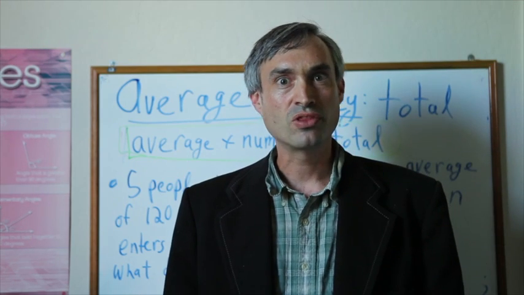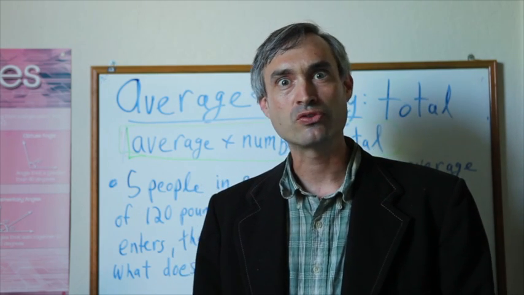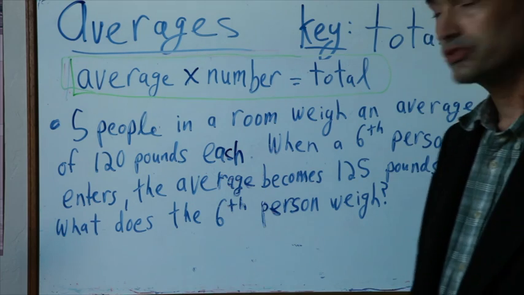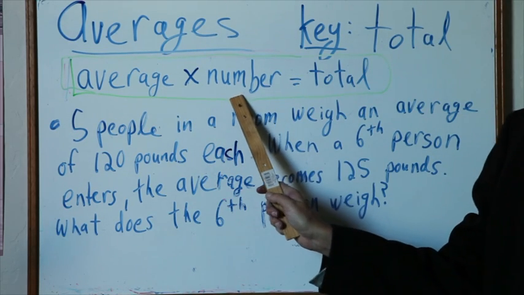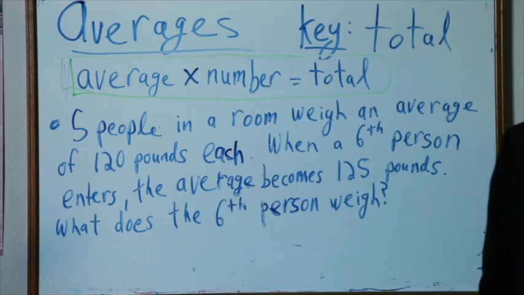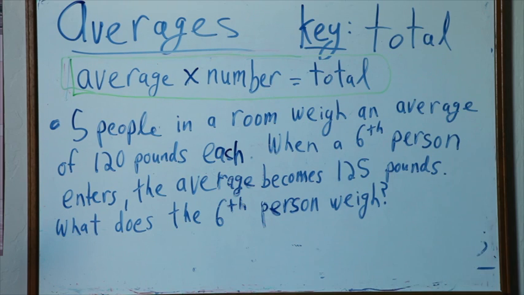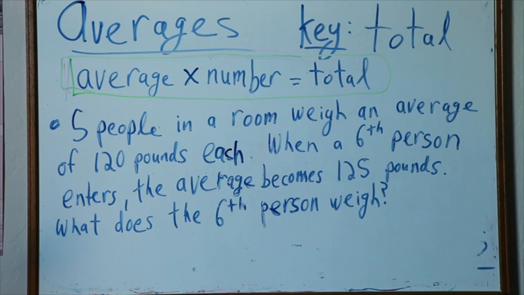The key to solving the harder, more challenging average problems often revolves around finding the underlying total. Let's take a look. So here's the key relationship. The average times the number of numbers is equal to the total. For example, 5 people in a room weigh an average of 120 pounds each. When a 6th person enters, the average becomes 125 pounds per person. What does the 6th person weigh?